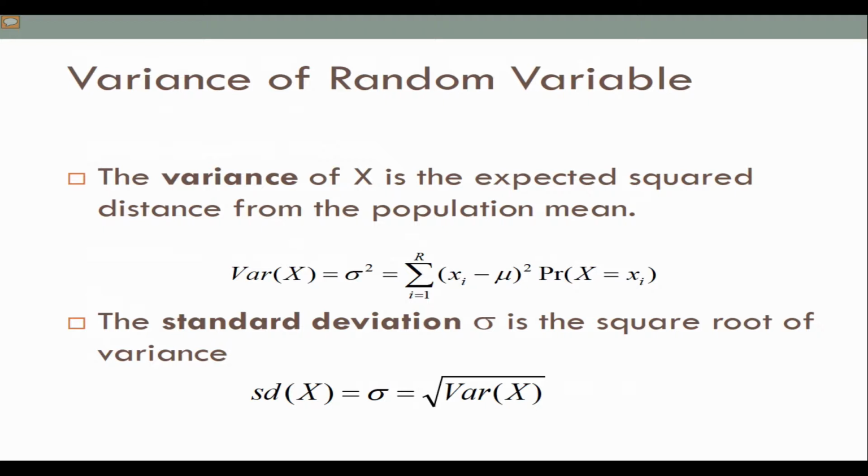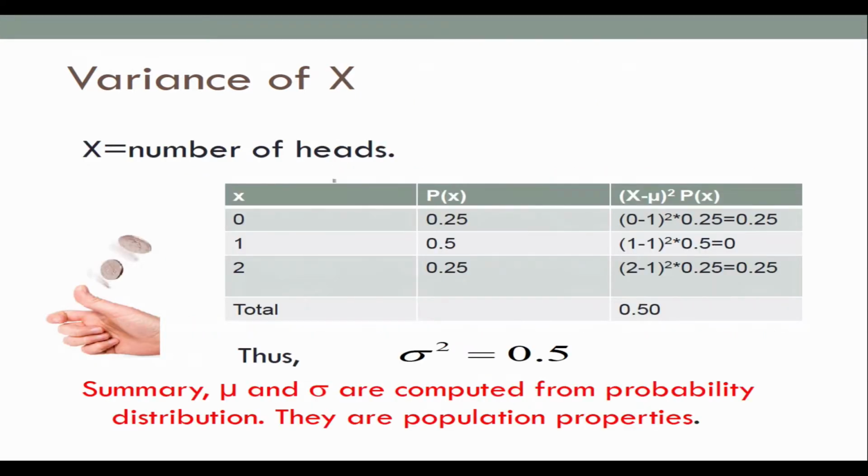Then what's the variance of a random variable? The variance of x is the expected squared distance from the population mean. So this calculation depends on the population mean. You need to first calculate the mean. Then for each possible value of x, you calculate the square of the distance from the mean. Do the summation through all the possible values, and you get the variance of x. Take the square root of it, and you get the standard deviation. So back to this example, we can calculate this quantity for each possible value of x. Sum all of them, and you get the variance of x is 0.5.